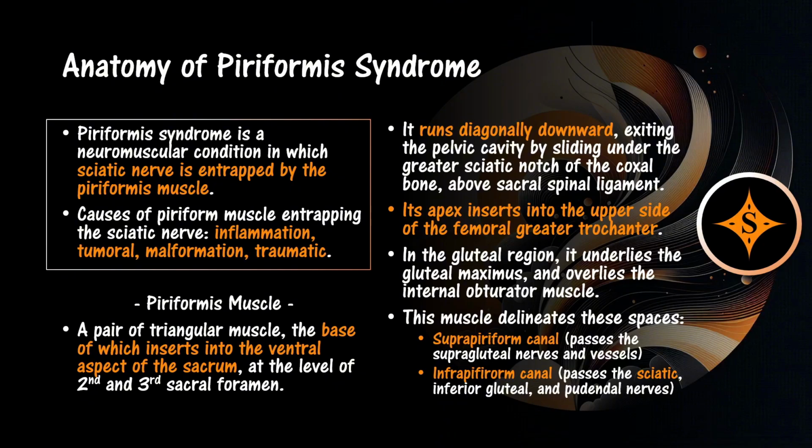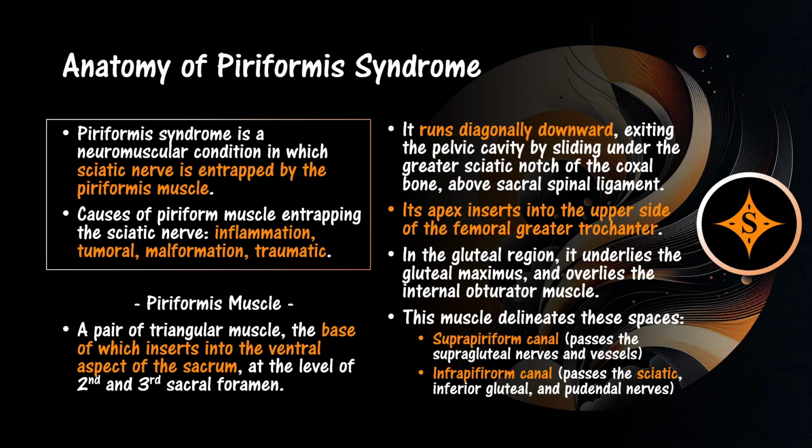It exits the pelvic cavity by sliding under the greater sciatic notch of the coxal bone, which is located just above the sacrospinous ligament. The apex of this muscle inserts into the upper edge of the greater trochanter of the femur. In the gluteal region, this muscle is located deep to the gluteus maximus and superficial to the internal obturator muscle.